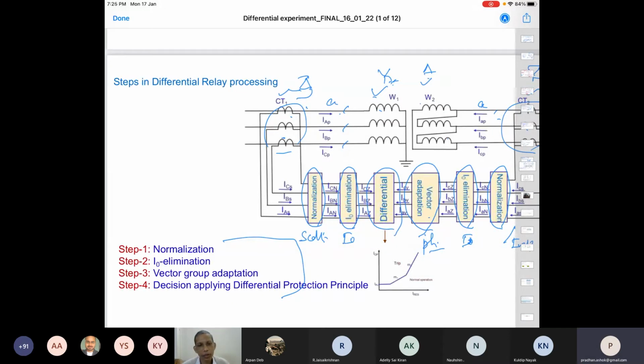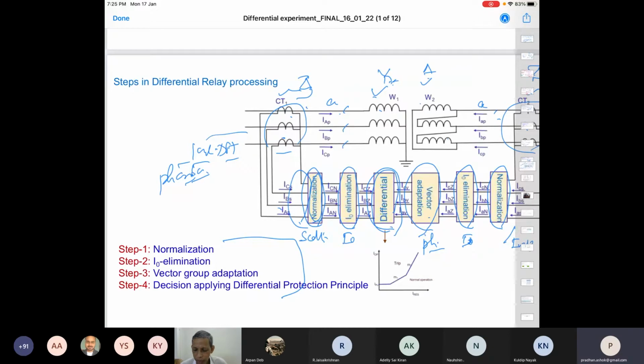This is the differential branch where the phase currents of this side and this side are added. How do we add? Again, we compute the phasors. Remember 1 cycle DFT. In the last class we talked about 1 cycle DFT to compute the phasors. So the data are there, and the phasors are being computed. Or I'm saying that at this normalization stage also you can compute and do the normalization. I think here you can do better. So that is data acquisition, phasor computation, normalization, zero sequence elimination, and then the differential current.